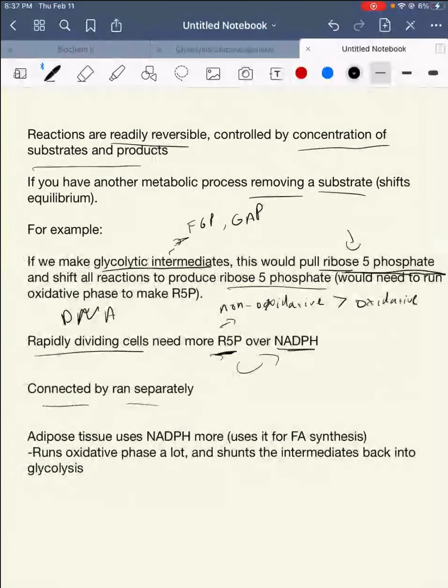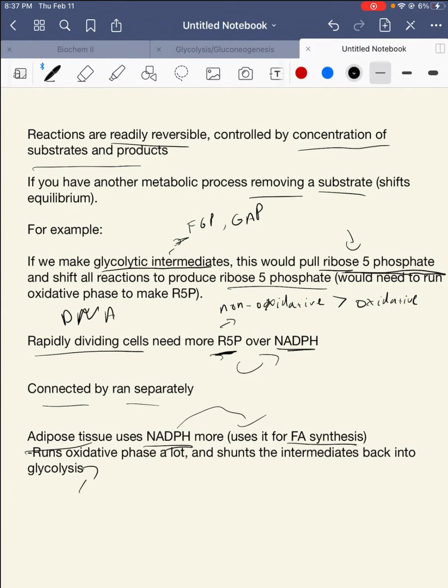Another example I have is adipose tissue. It needs a lot of NADPH because adipose tissue stores a lot of fats, and two of the reactions when we're synthesizing fat require NADPH. So whenever we're storing acetyl-CoA into fatty acids, we'll need NADPH. So this example would favor the oxidative phase over the non-oxidative phase.